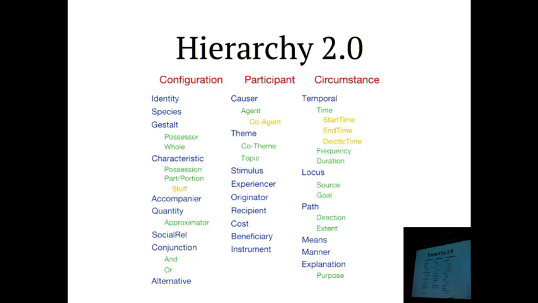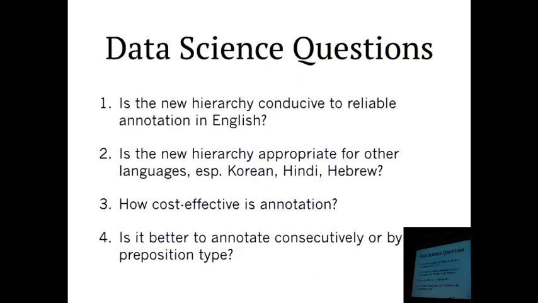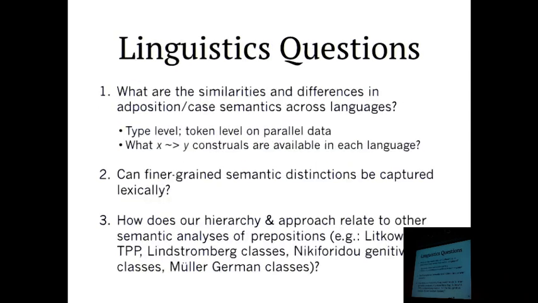But there are some things that we really didn't like how we were doing before. I'm basically out of time, so I just want to mention that this corpus resource will open us up to data science questions like, is this a good annotation scheme for these other languages? Is this cost effective? What's the best process for annotating? And linguistic questions like, which labels are expressed with adpositions in which languages, and in particular, which construals are available for which languages.